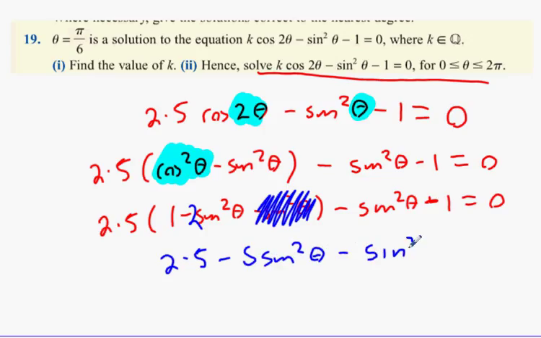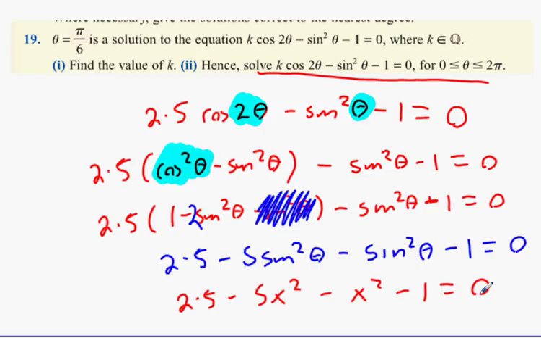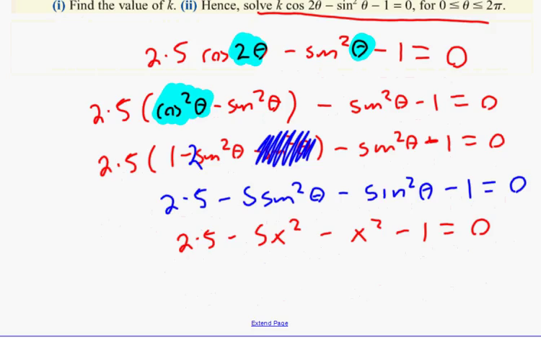Now, what do we do? What have we done the last couple of times we got here? Sub in x or something. Yeah, x, yeah. So 2.5 minus 5x squared, minus x squared, minus 1 equals 0. You happy enough with that?